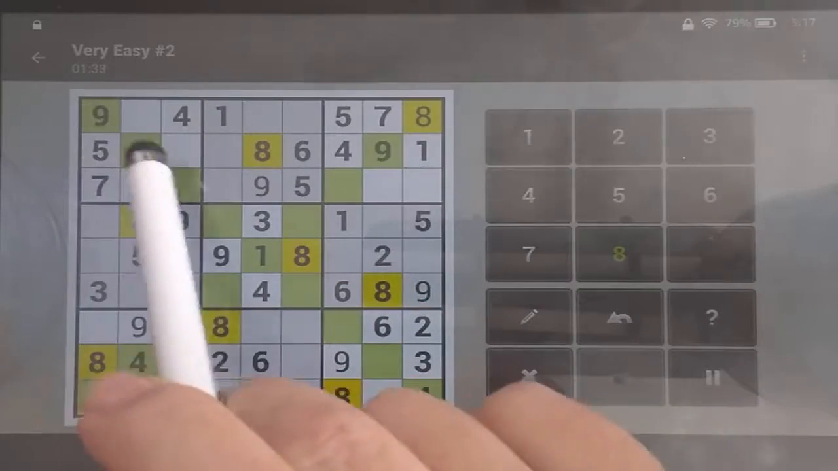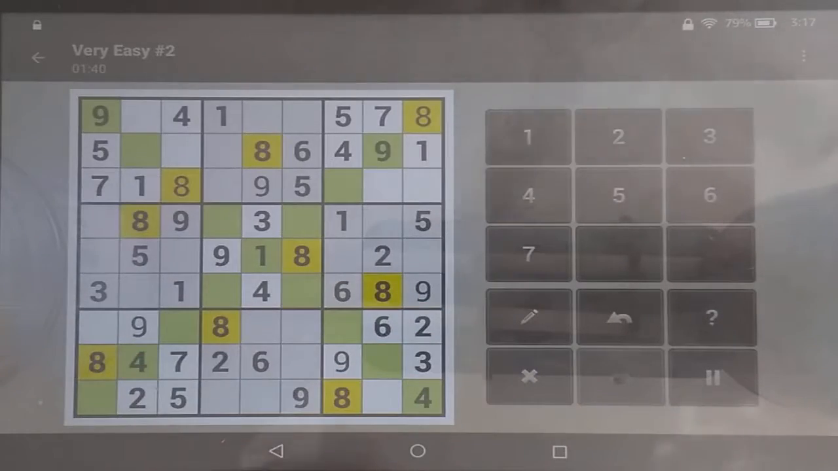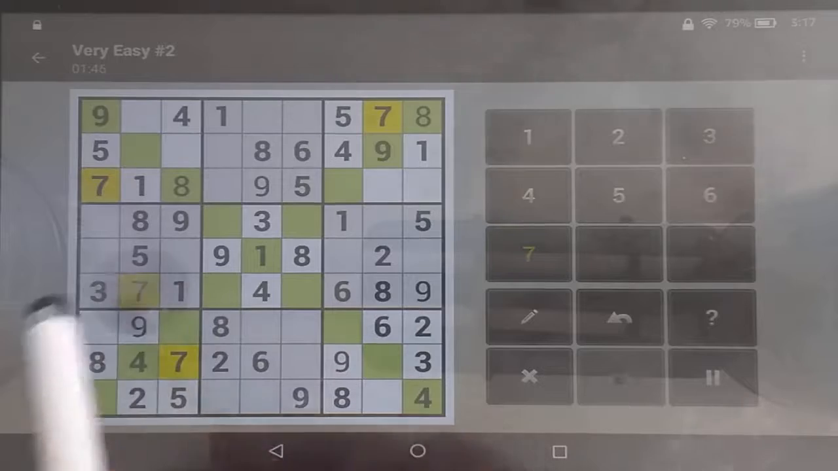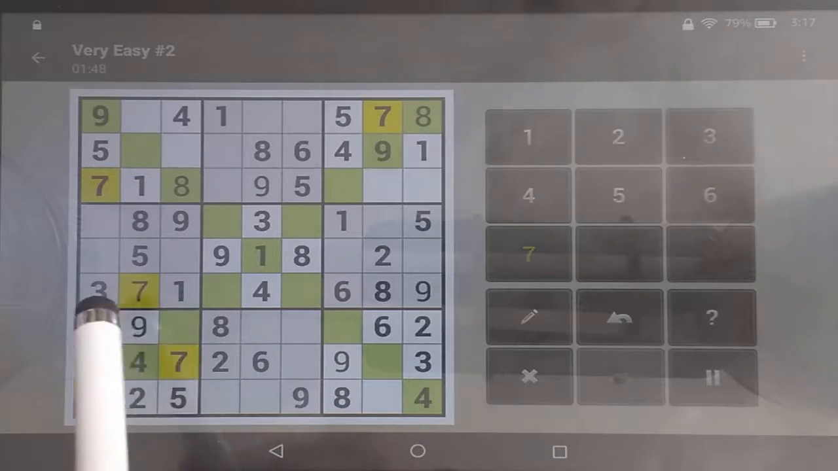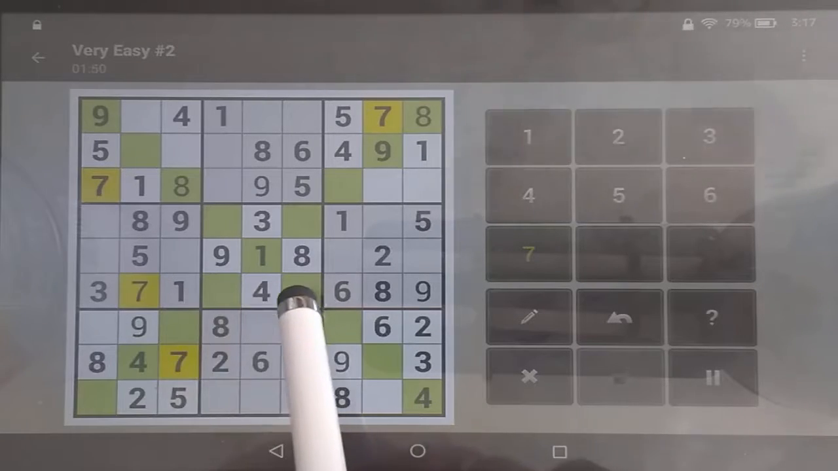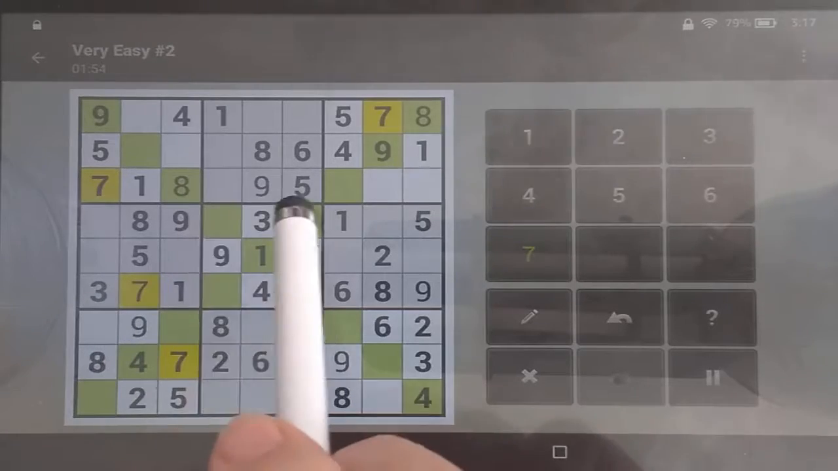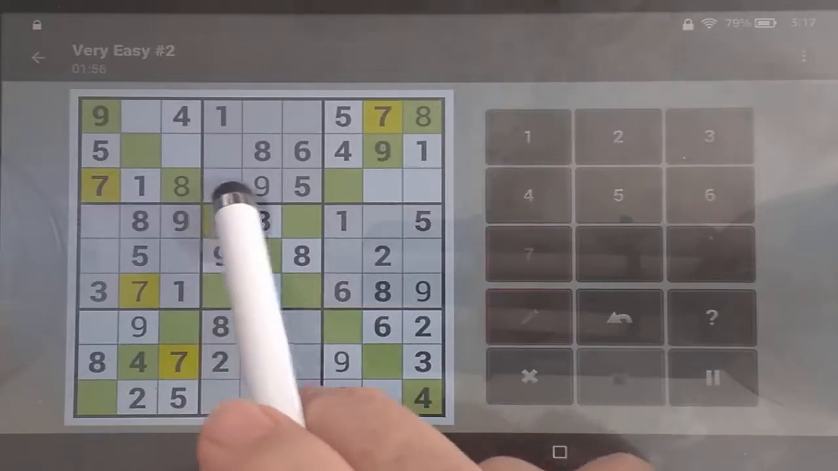Now, these 2 rows make that the 8 there. All my 8s are placed, onto the 7s. This column and this column already have 7s, so there's my 7. This row is blocked by that 7, so this 7 has to be in one of these 2 places.